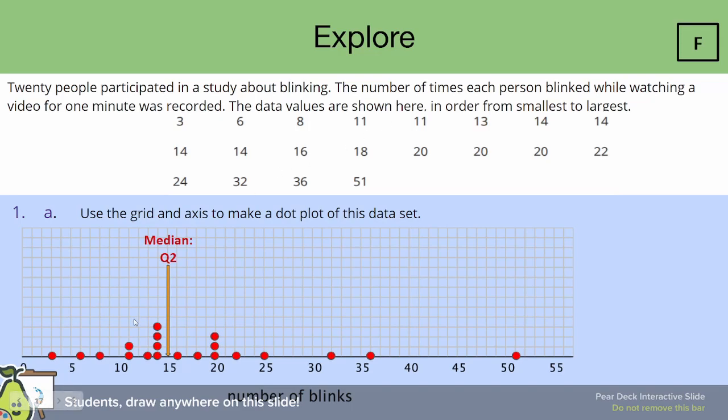So what we're going to do is label that on our dot plot. We're going to draw a little arrow right here. This is 10, this is 11, this is 12. And we are going to label this as Q1, or the first quartile. All right, let's wrap this up.